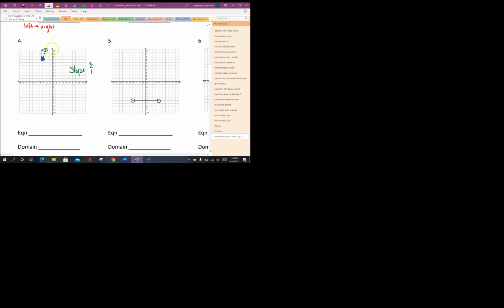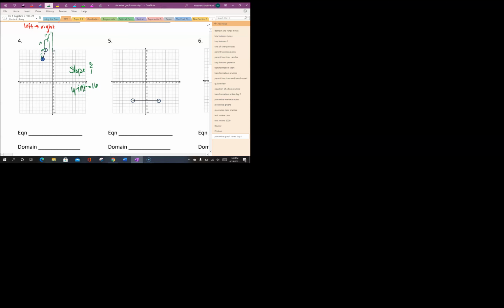Now we don't see the y-intercept, but let's see if we can figure it out. If we went up 3 more, we'd be at 13, and then we go over 1, we'd be at negative 1. So we'd have to go up 3 more, and then over 1, so we'd be at 16. So our y-intercept is at 16.